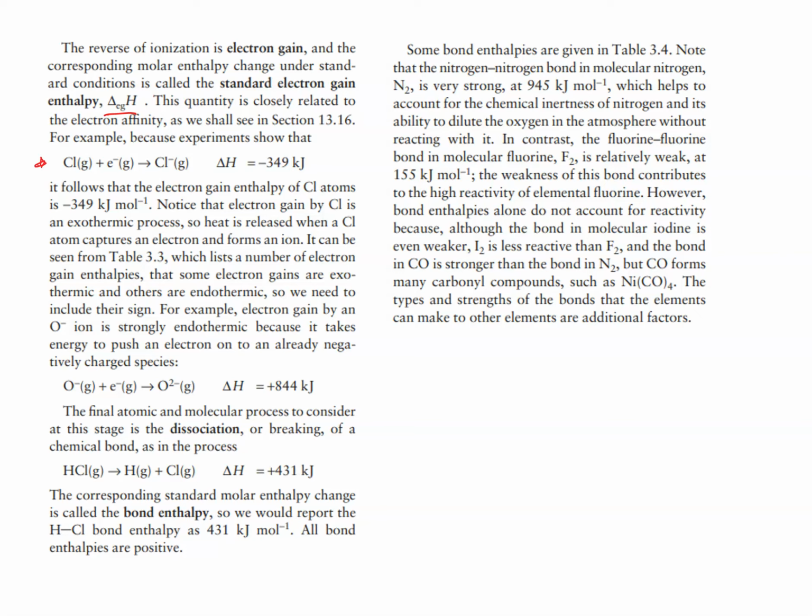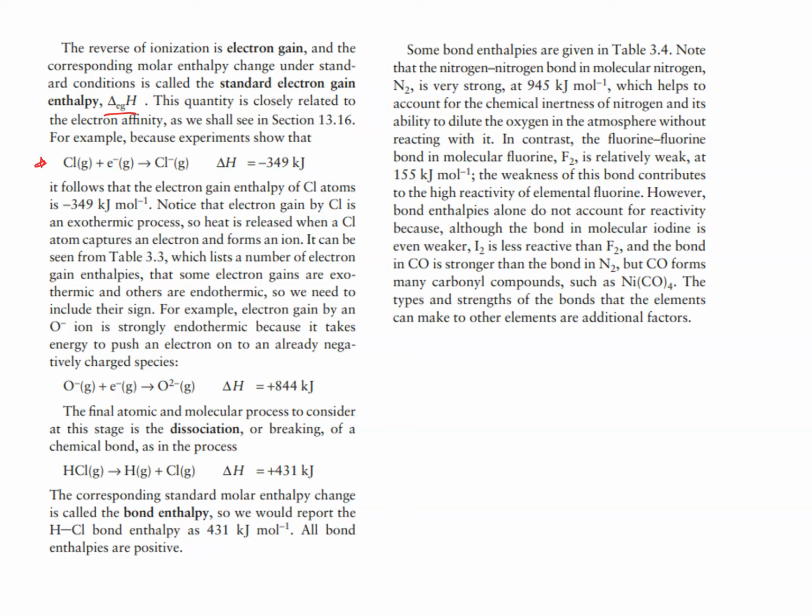It can be seen from table 3.3, which we'll see in 2 more slides, which lists a number of electron gain enthalpies, that some electron gains are exothermic and others are endothermic. So we need to include their sign specifically. For example, electron gain by an oxygen ion is strongly endothermic because it takes energy to push an electron onto an already negatively charged species. In this case, 844 kilojoules per mole to put the second electron on an oxygen which contains a single electron already.